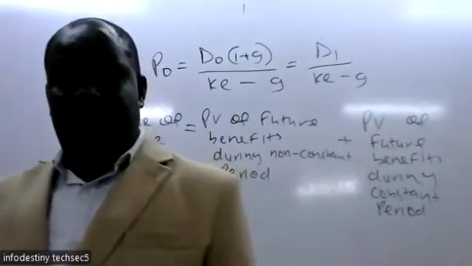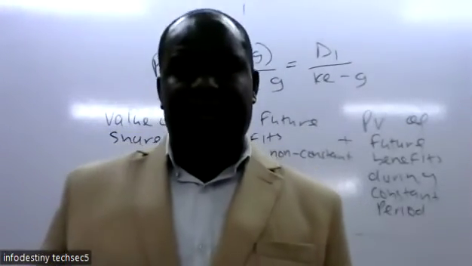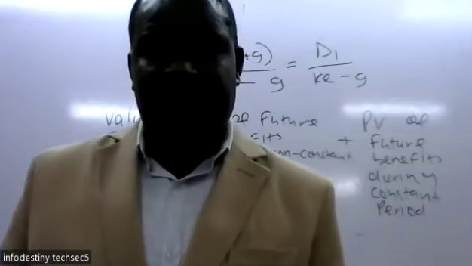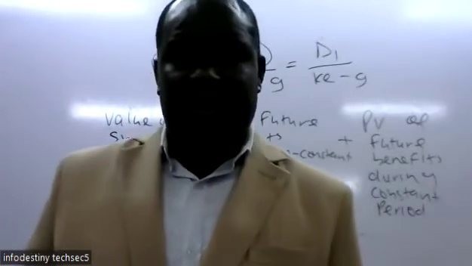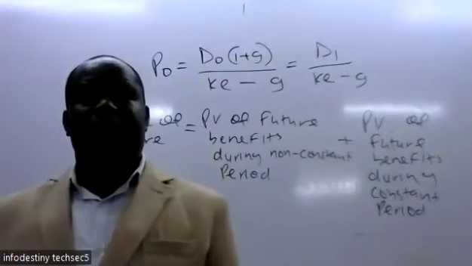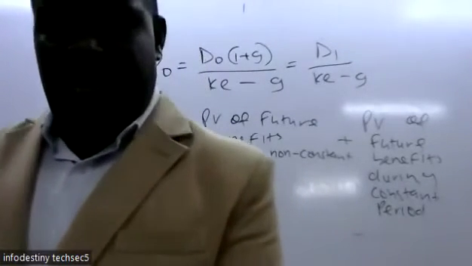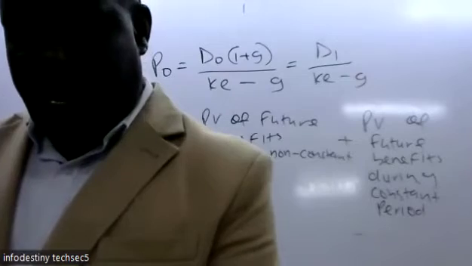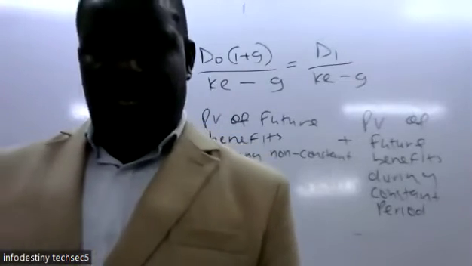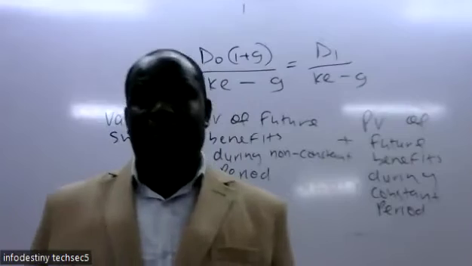B will be the change in the share price. Then C will be the change in the risk. So we can start with A, the change in the growth rate.